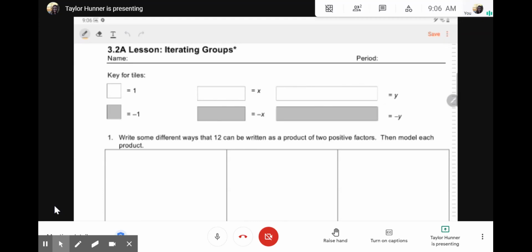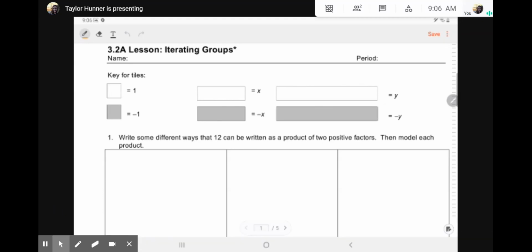Hi class, we are on 3.2a lesson on page 44 of the lesson packet. So at this time, go ahead and take out your lesson notes, pause the video if you need to. And I will be collecting notes today, so it's really important that you write this down and are paying attention throughout the video. So the first one says, write some different ways that 12 can be written as a product of two positive factors. Then model each product.